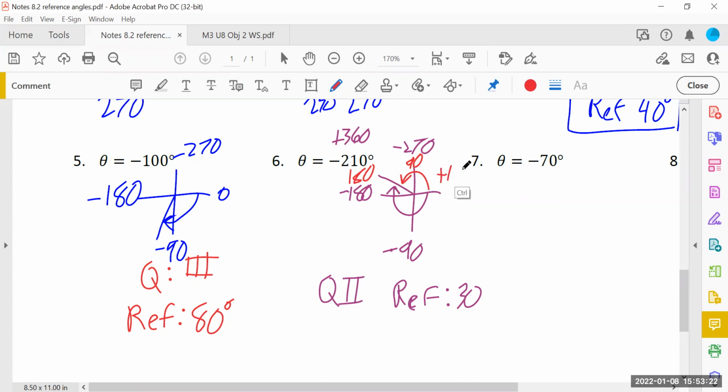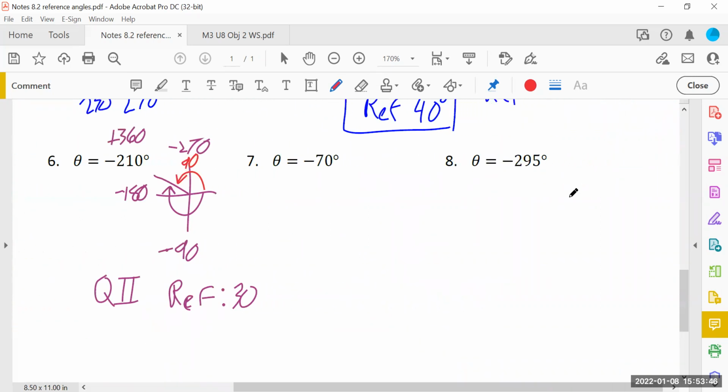The distance between 150 and 180 is the same 30 degrees. We'll use that fact later on to rewrite these angles when we need them to be positive. That term is going to be called a coterminal angle. An angle that ends in the same spot as another one is coterminal. They end in the same spot, the same terminal side. All right, let's keep going though.